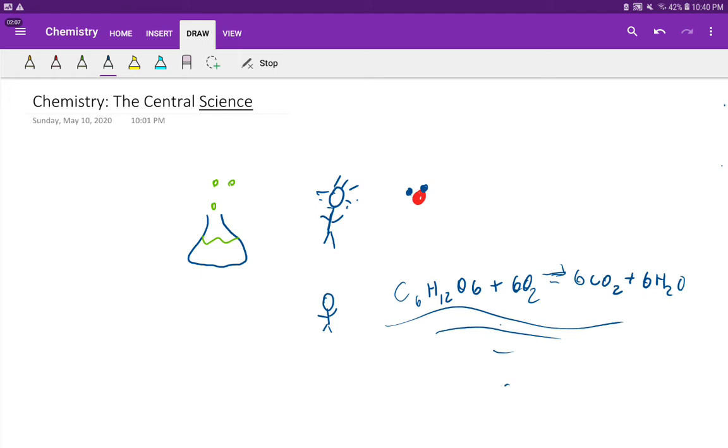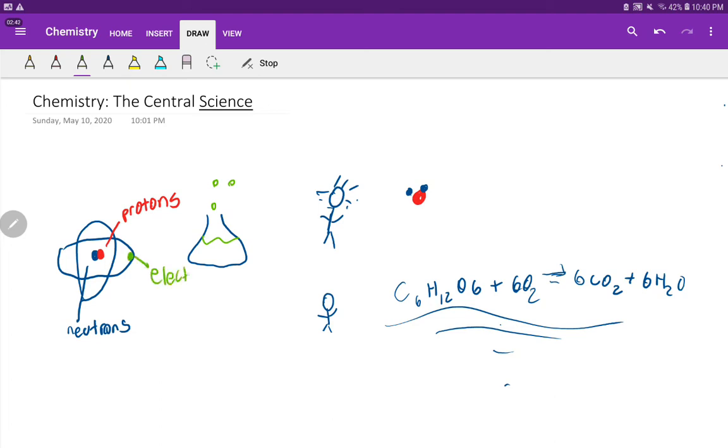So, chemistry is based upon what's known as the atom. This is a simple diagram of an atom. So, you can see here, an atom has three major parts. It has protons, neutrons, and electrons. These three subatomic particles compose most of the matter in the universe.